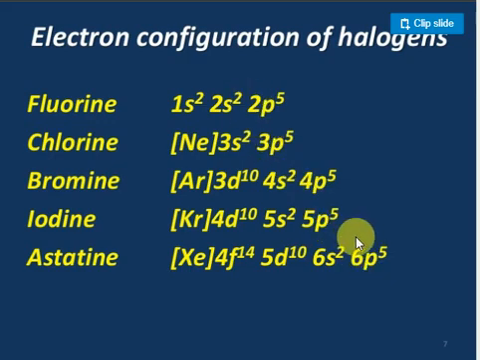As the number of shells increases, you can easily remove the electrons from the outermost shell. So what happens? The nuclear force of attraction decreases. We can remove the electrons easily from the outermost valence shell. That's the reason why, down the group, the ionization energy value always decreases.